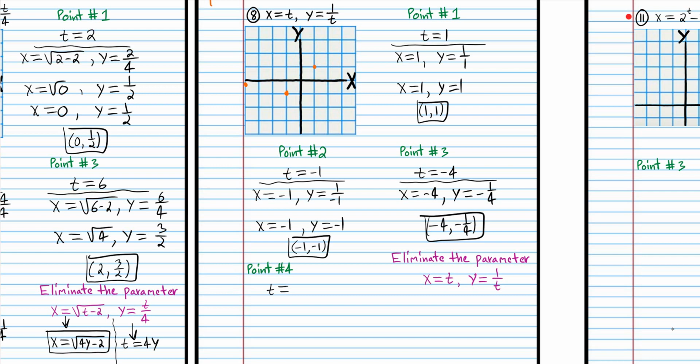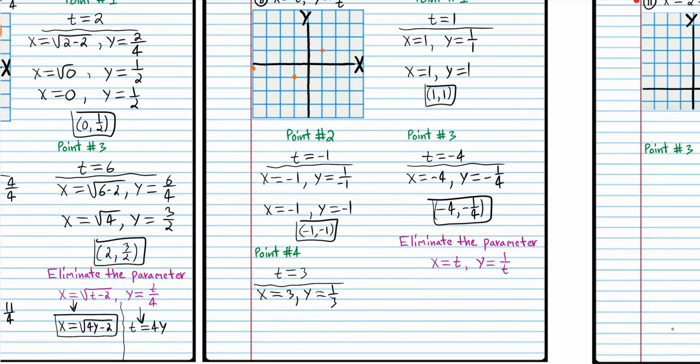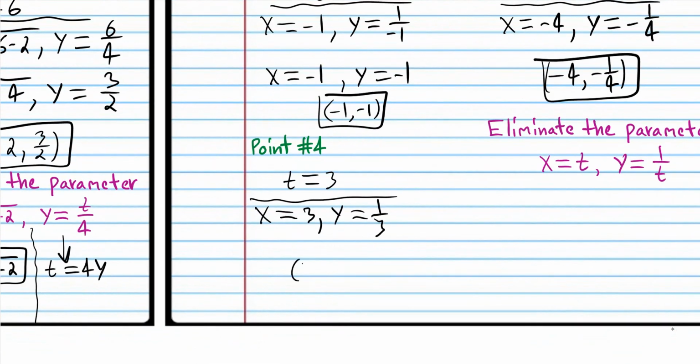And let's choose t is equal to maybe 3. So then x is equal to 3, y is equal to 1/3. So our point is 3, 1/3.